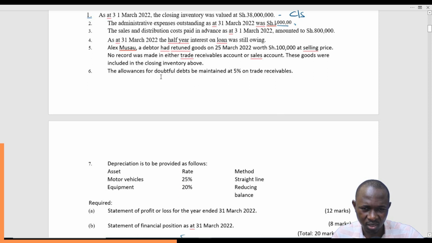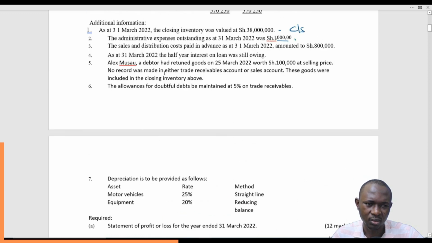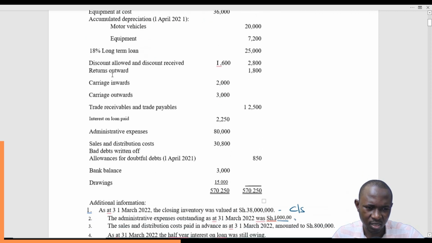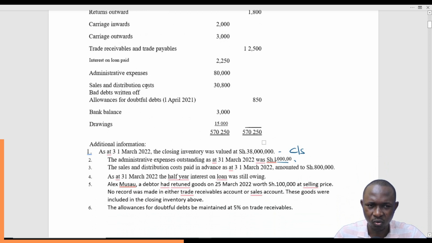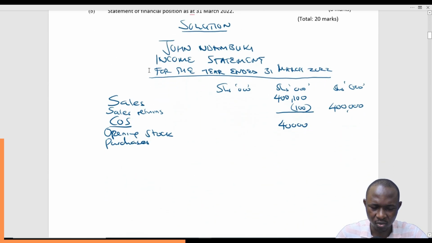Any workings on purchases? For additional information, no workings on purchases. Then here, return outwards and carriage inwards are workings on purchases. So we are going to add carriage inwards of 2,000 and then less return outwards.